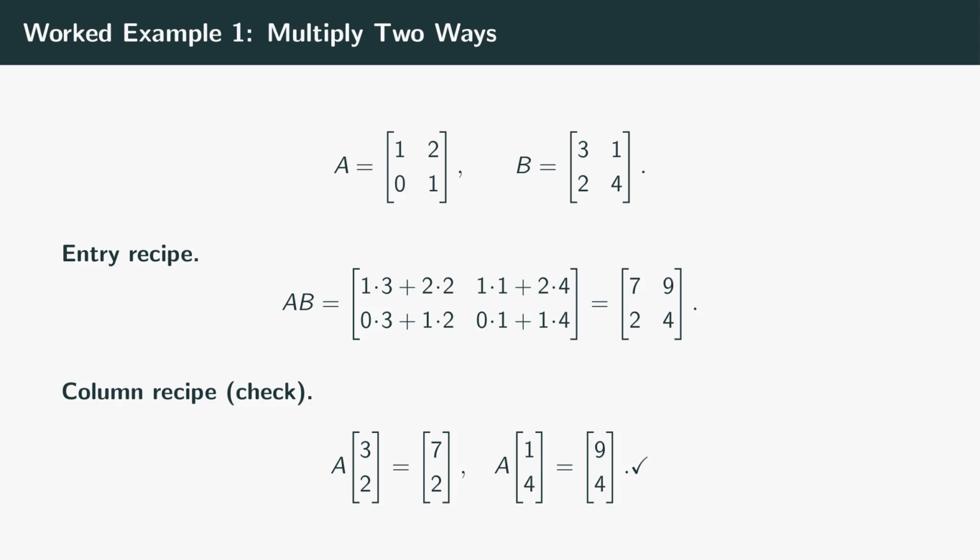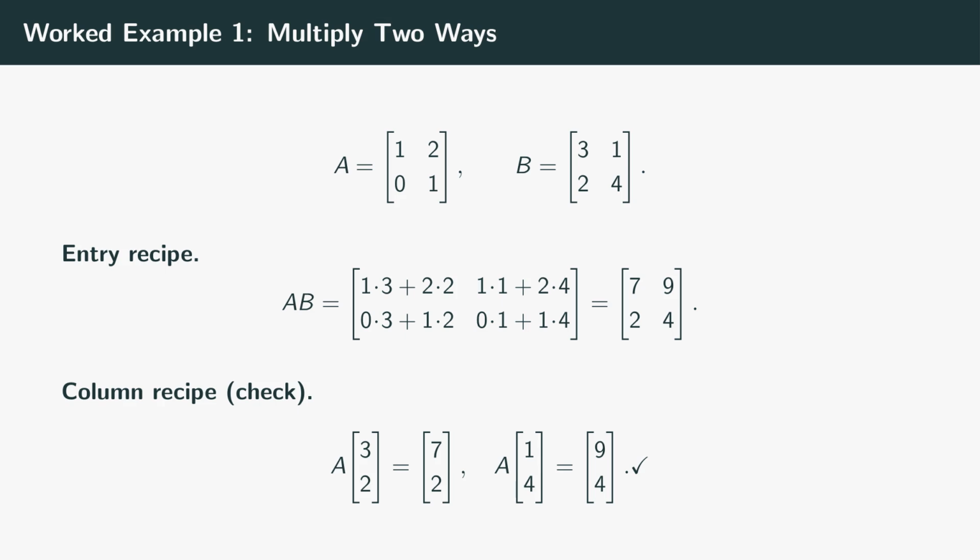Let's multiply 2 matrices both ways and watch them agree. Take A with first row 1, 2, and second row 0, 1, and B with first row 3, 1, and second row 2, 4. First, the entry recipe. The top left entry is the first row of A dotted with the first column of B, 1 times 3 plus 2 times 2, which is 7. The top right is the first row of A with the second column of B, 1 times 1 plus 2 times 4, which is 9. The bottom left is the second row of A with the first column of B, 0 times 3 plus 1 times 2, which is 2. The bottom right, 0 times 1 plus 1 times 4, which is 4. So A times B has first row 7, 9, and second row 2, 4.